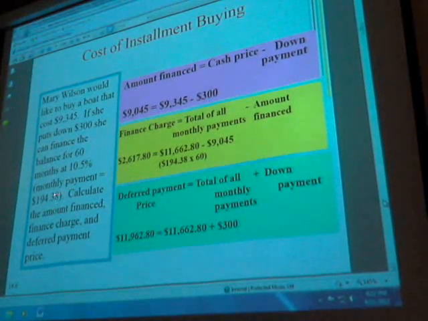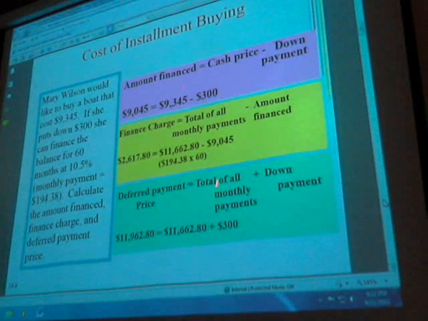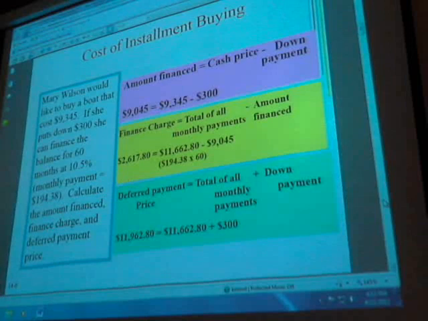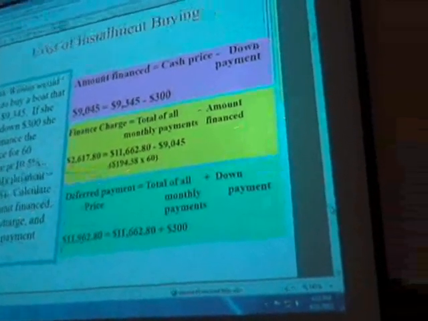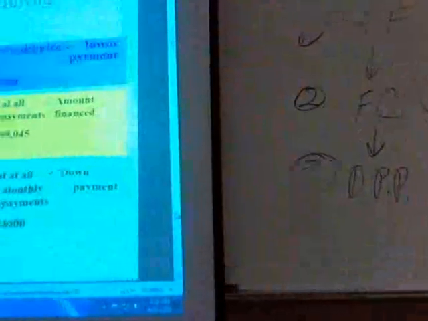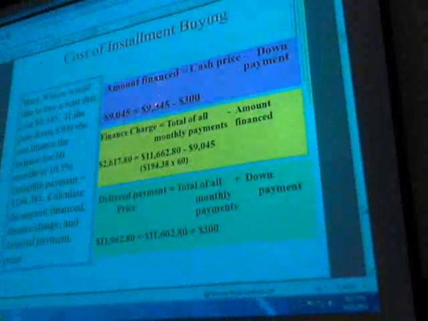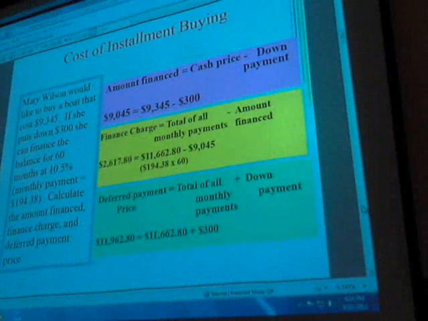Now look here. They gave you in the problem the monthly payment. You didn't have to calculate it. But you're going to use it over here, okay? So calculate the amount financed, which is the first step. Calculate the finance charge, which is the second step. Calculate the deferred payment price, which is the third step, just like they're laid out here. These are the same formulas you just looked at on the previous page, in the same order, just with an example.